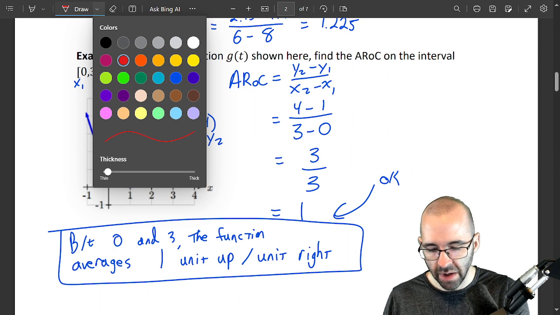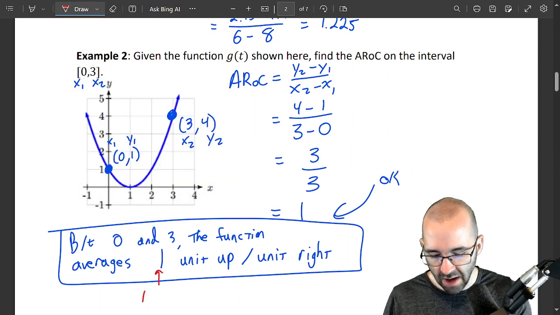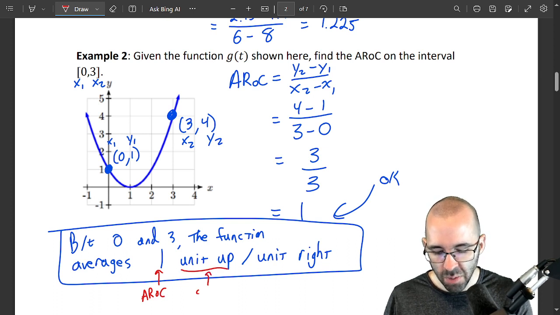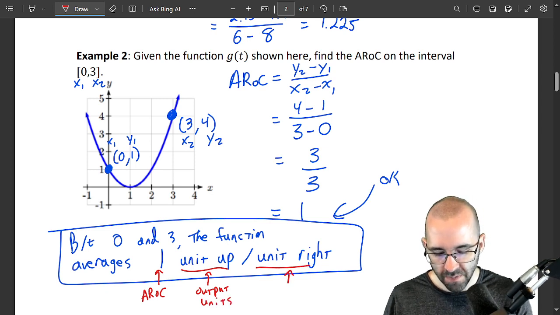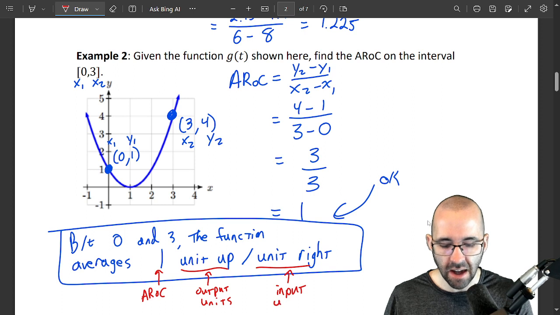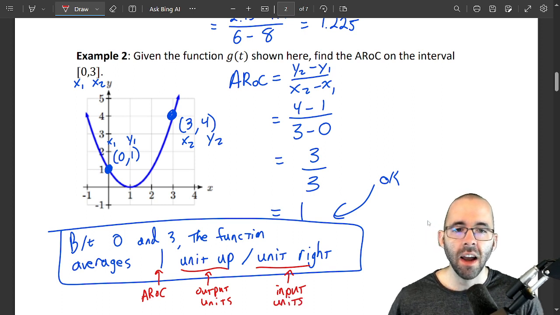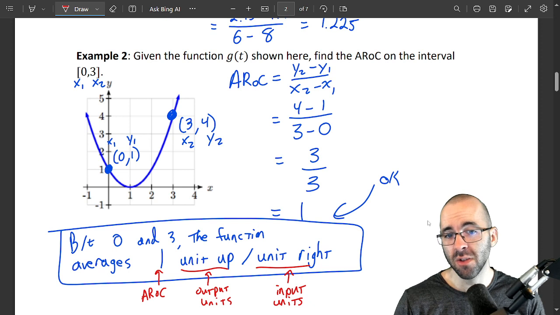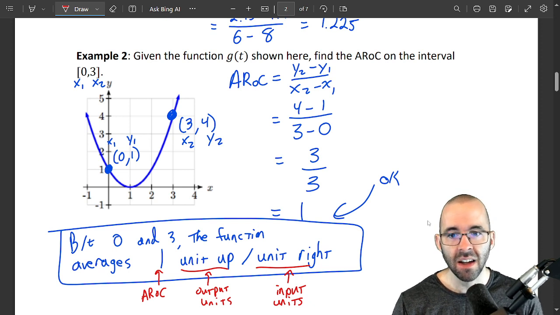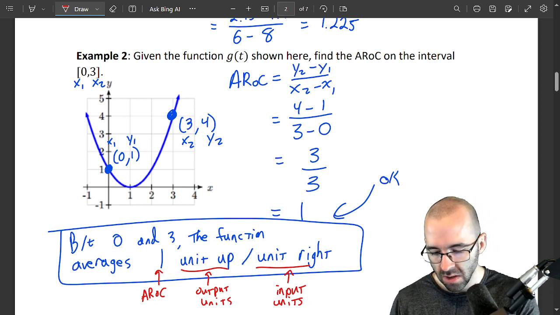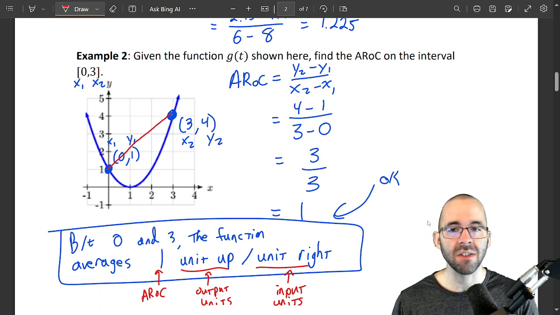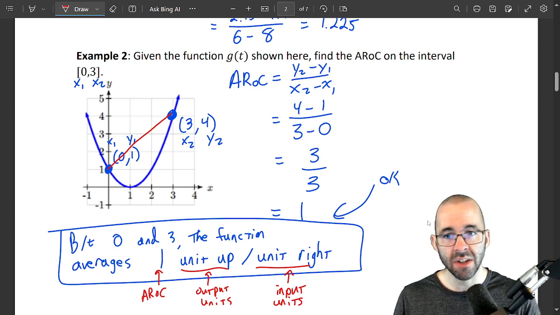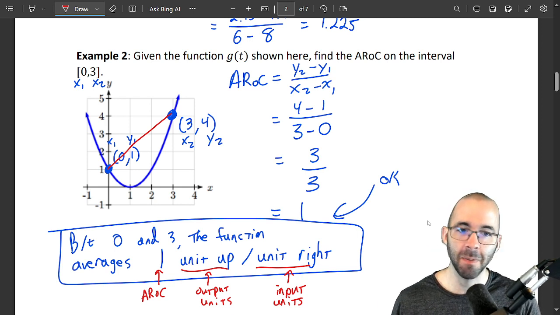And to be very clear on what's going on here, this is our average rate of change. This is our output units. And this is our input units. So we're still doing the exact same thing as before. And what we'll talk about later, especially for those of you who are getting into business calculus, is that this average rate of change really corresponds to this diagonal line. The line that connects the two dots is a slope. The slope of that line is the average rate of change.